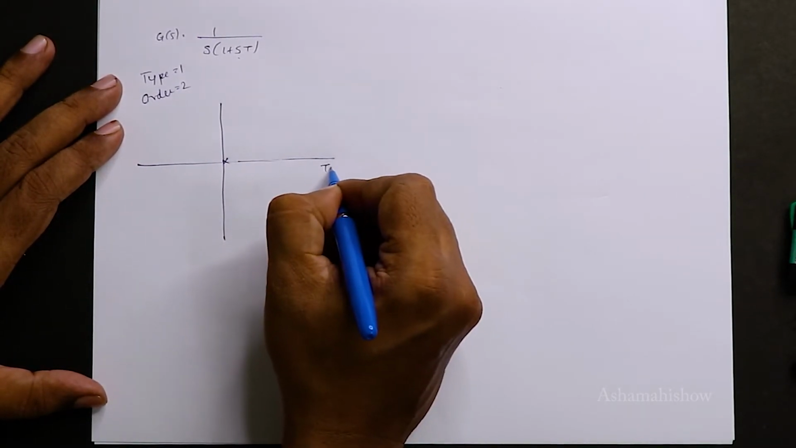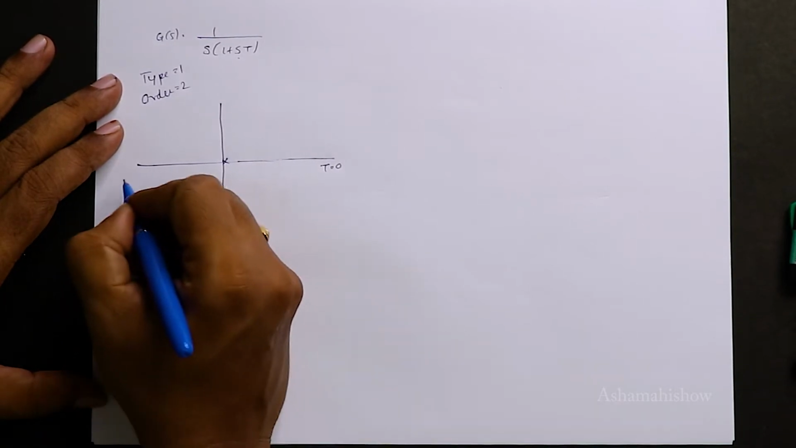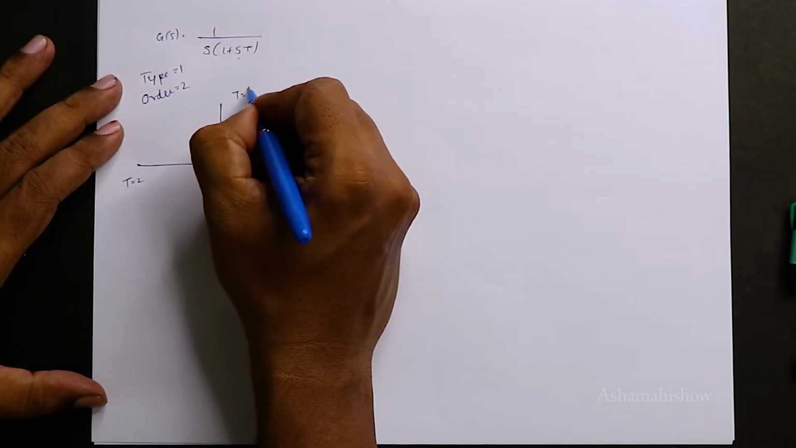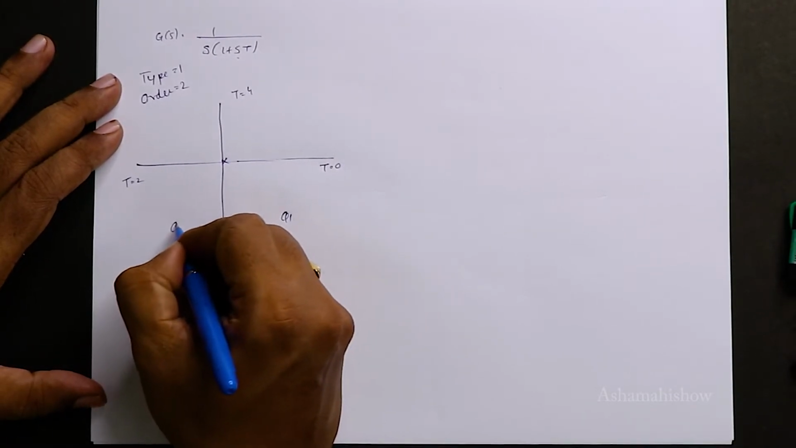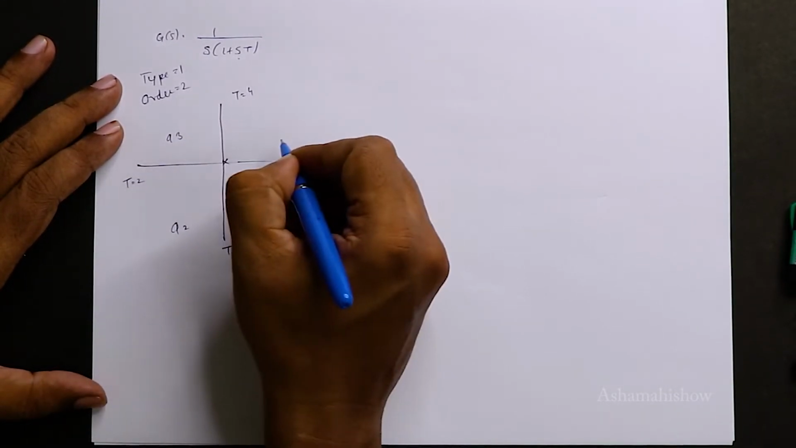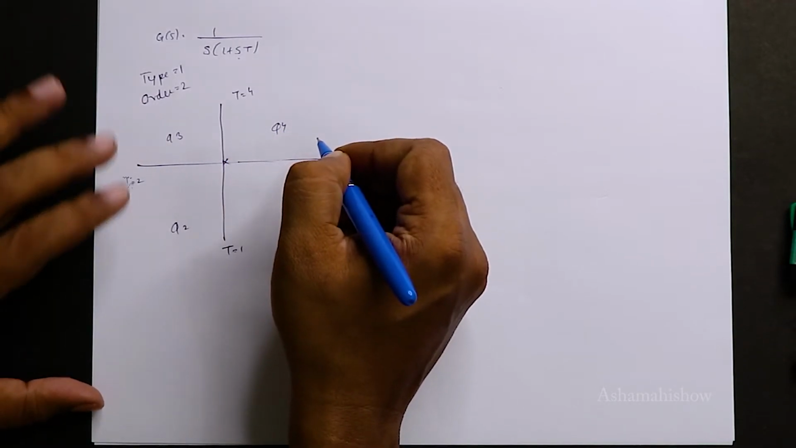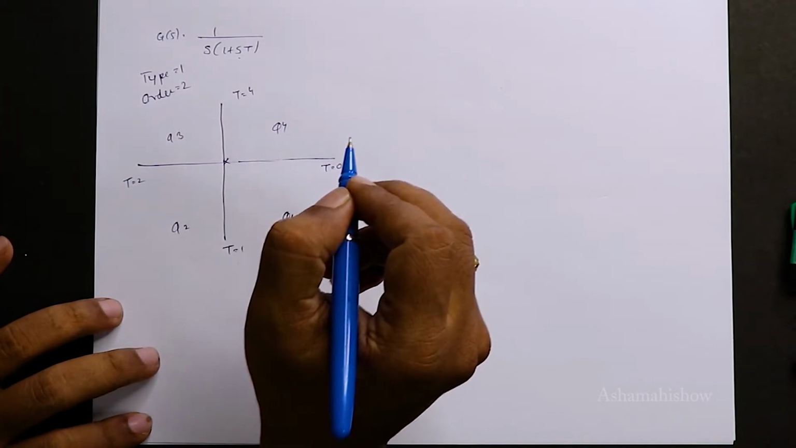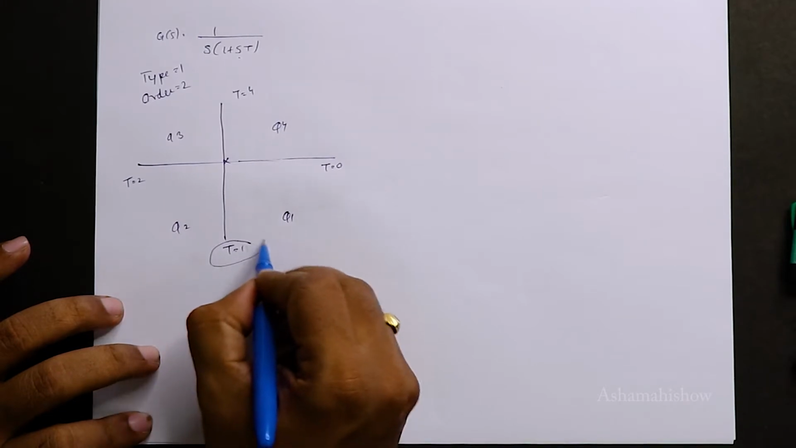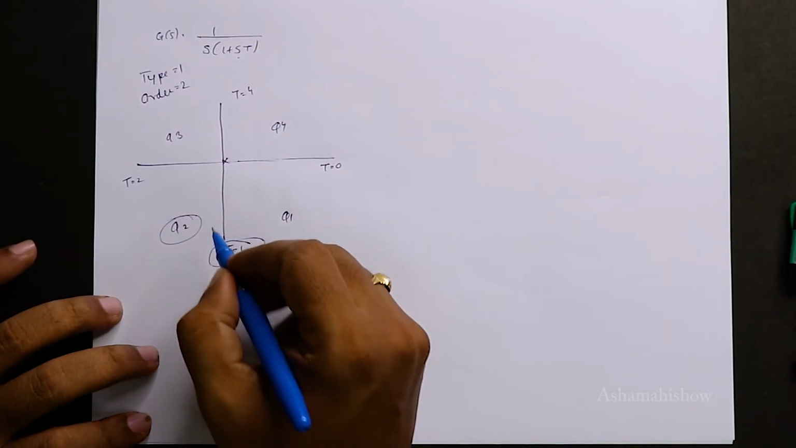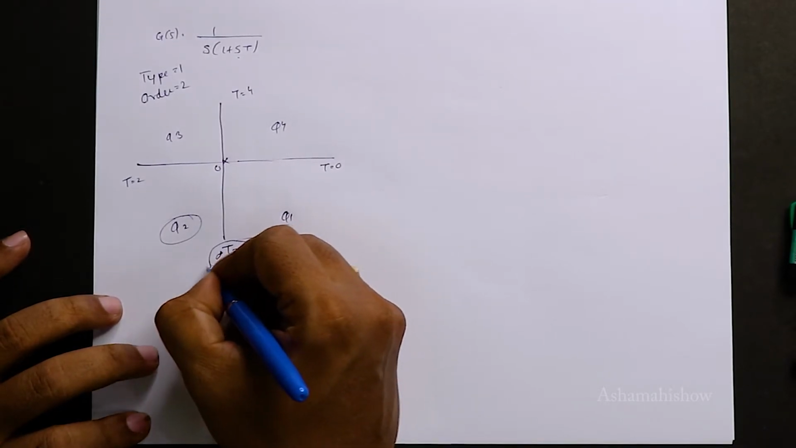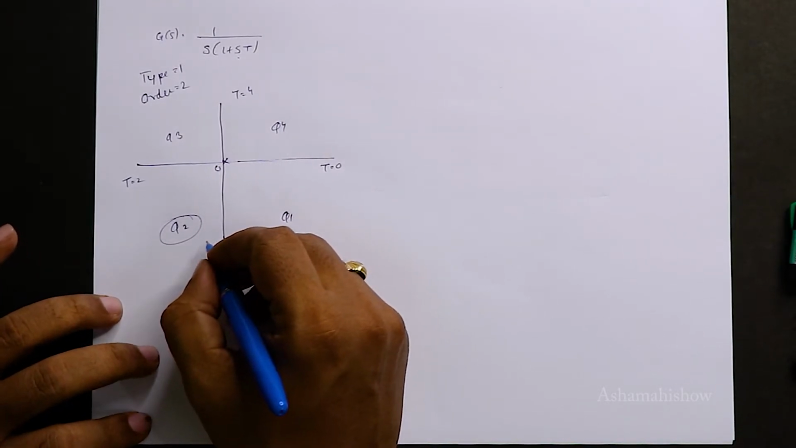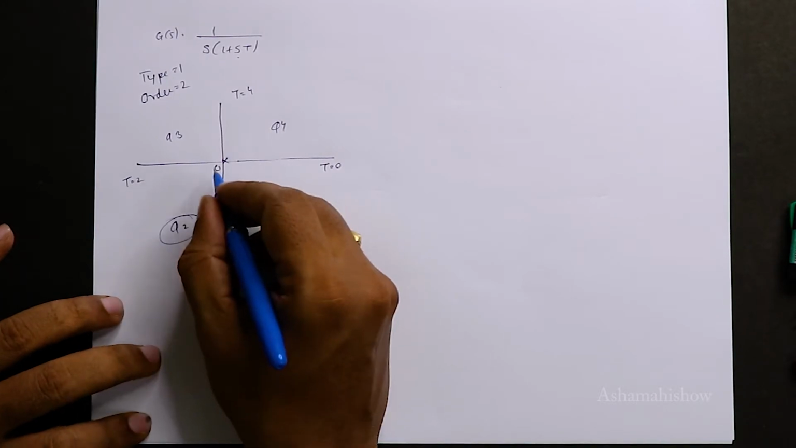So again, type 0, type 1, type 2, type 3, type 4, I'm coming in a clockwise direction, obviously. And this is quadrant 1, quadrant 2, quadrant 3, quadrant 4. Your type 1 is here, your order 2 is here, so obviously it lies in the second order. So it starts here at infinity and approaches 0.